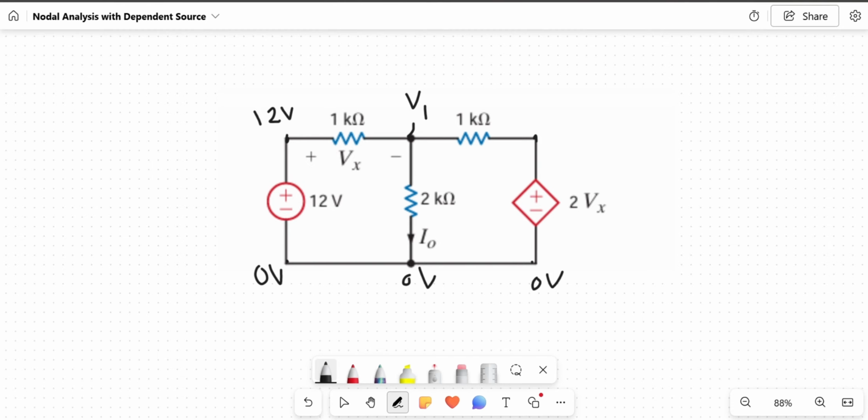So I will say that going right, positive minus negative, Vx equals 12 minus V1. So this node equals 2 times (12 minus V1). And that would be up here.